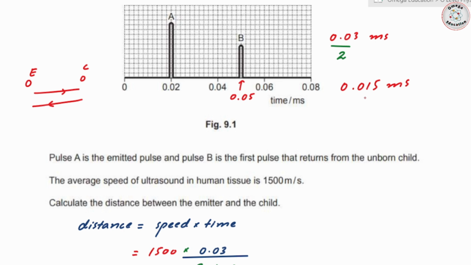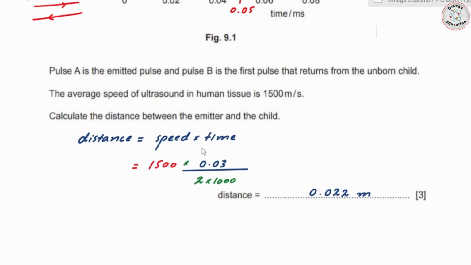This is the time, but you need to get rid of the millisecond as well. We can go to the standard unit, which is second, by dividing by 1000. So you divide by 1000, and then the final answer after plugging everything in the formula would be 0.022 meters to two significant figures.